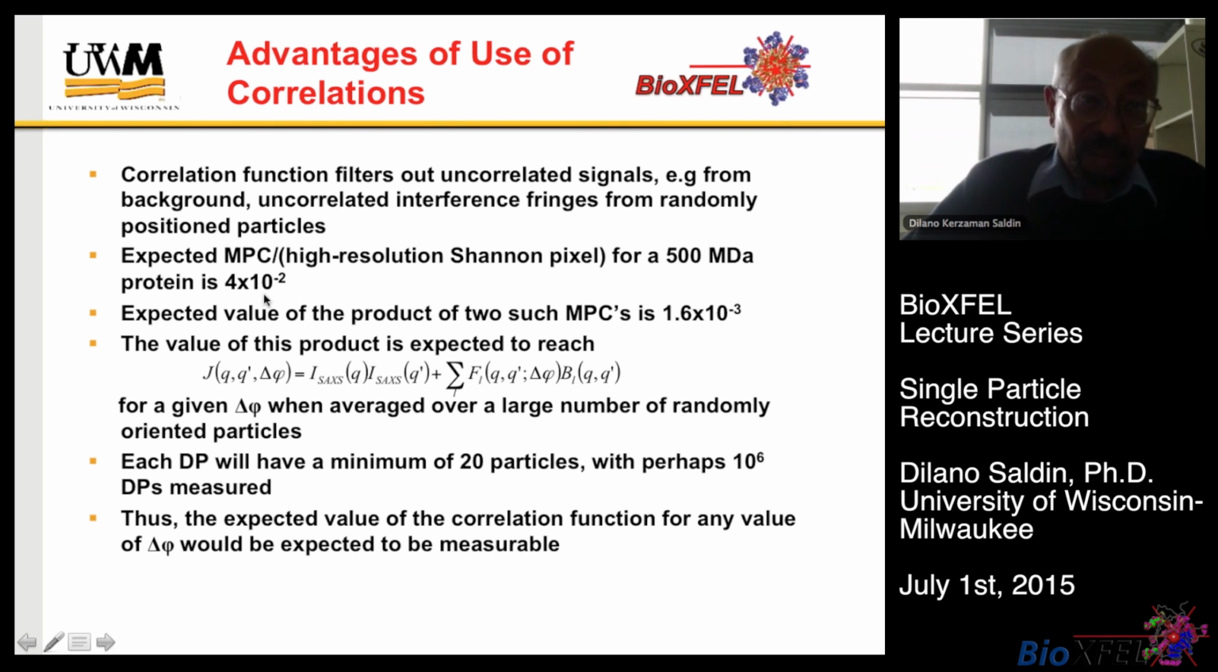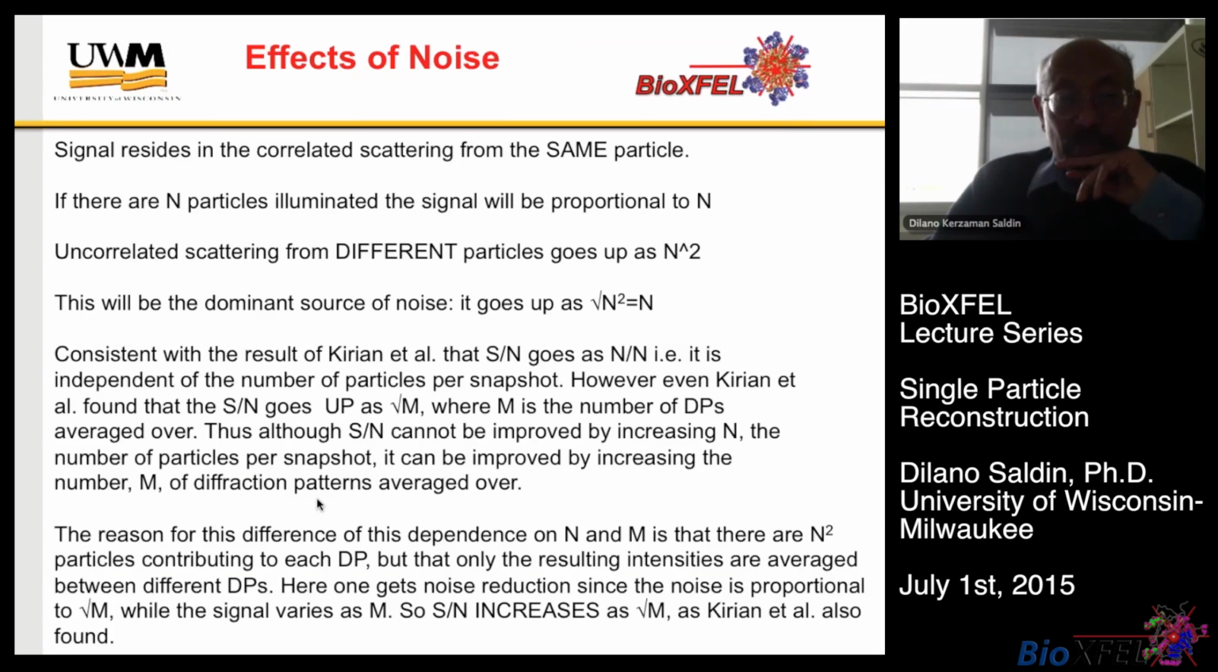Expected mean photon count for a high resolution pixel for a 500 megadalton protein is about 10 to the minus 2. The expected value of the product of two such mean photon counts is about 1.6 times 10 to the minus 3. The value of this product would be expected to reach this quantity for given delta phi and averaged over a large number of randomly oriented particles. Each diffraction pattern will have a minimum of 20 particles with perhaps 10 to the 6 DPs measured. That's the expected value of the correlation function for any value of delta phi would be expected to be reasonable.